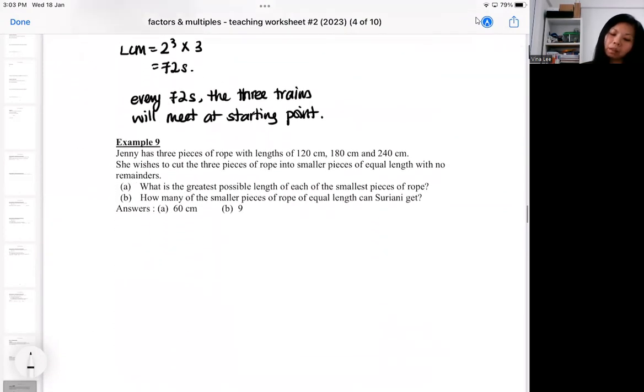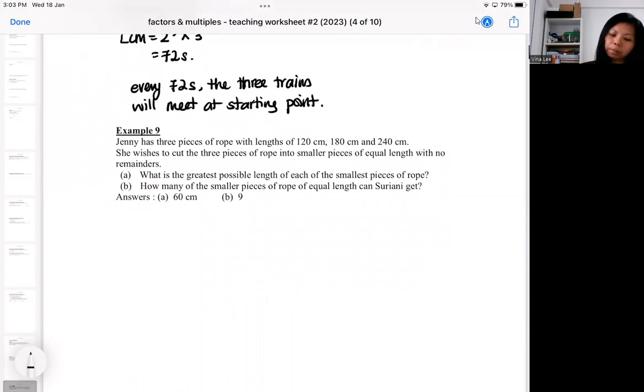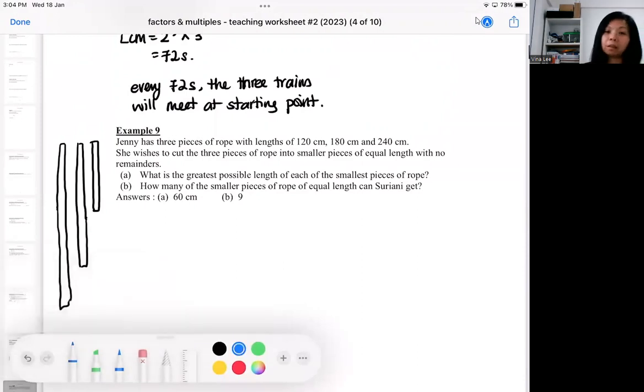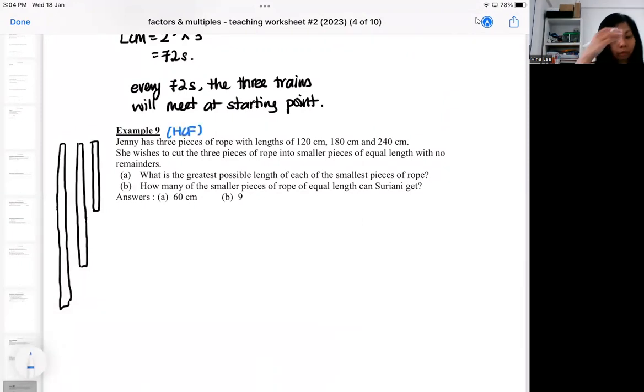So the last one, okay, this lady had 3 pieces of rope. 120 centimeter rope, 180 centimeter rope, and then 240 centimeter rope. So she's trying to cut the rope. So when she's trying to cut the rope, essentially she's going to divide the rope. So in this kind of context, we are exploring the factor. So it will be a HCF question.